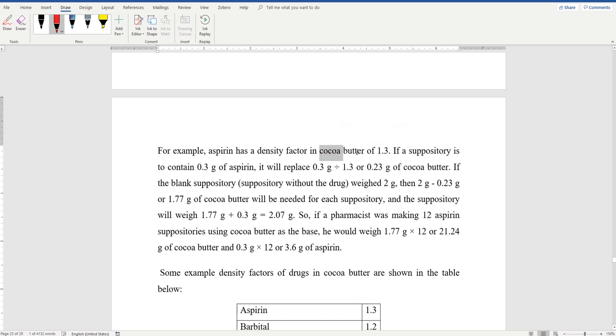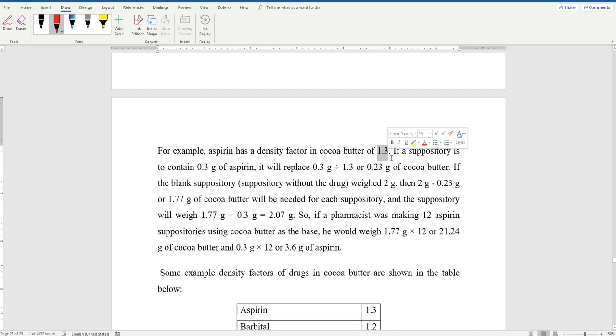The density factor to be given, you need to have these two things. You must have the drug and in which base. If you change the drug, the density factor will change. If you change the base, the density factor will also change. In any given problem or example, if I want to give you the density factor, I must mention what drug and what base. Okay? Now, he says, the density factor is 1.3.